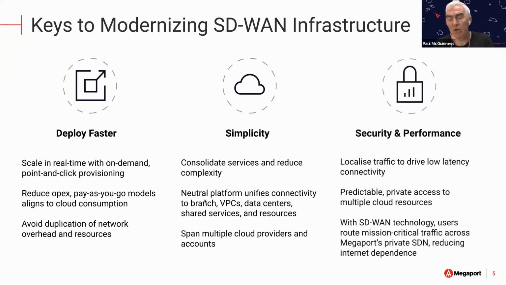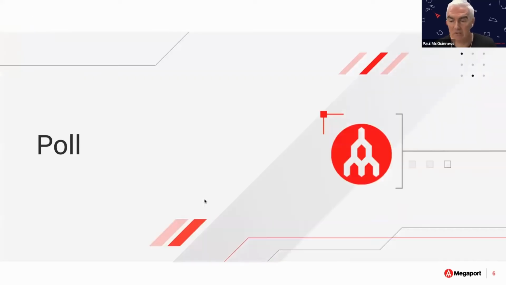And all the while, security and performance has to be paramount. So it's about lowering latency, having better jitter figures, localizing your traffic so that you get a better user experience overall. And of course, having that security layer in place as well. So the more you can do private connectivity, the better. Private to cloud, private between data centers, and then maximizing as much as you can private connectivity between branches, especially when you're using an SD-WAN solution.